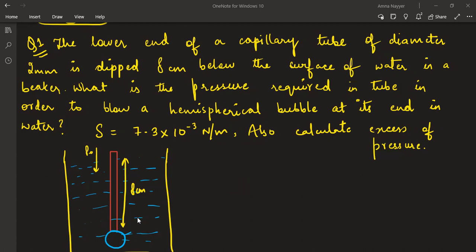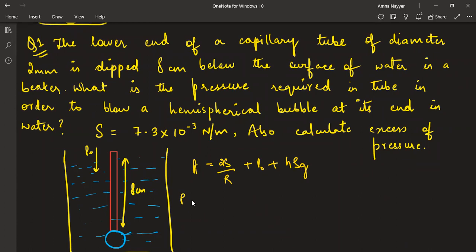See this here, what all pressures will be there? One pressure will be the excess pressure, and one pressure will be the atmospheric pressure also. So here, it is not a soap bubble, no? So we'll use 2S by R plus P naught plus h rho g.